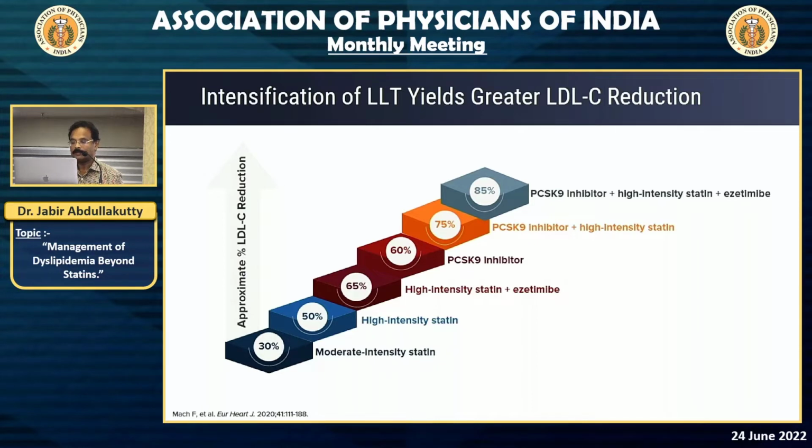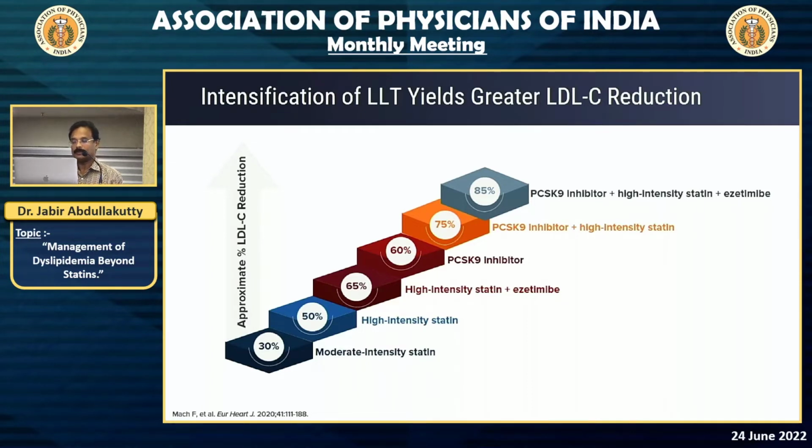A moderate intensity statin is 5 to 10 milligram of rosuvastatin, or 10 to 20 milligram of atorvastatin. A high intensity statin is 40 to 80 milligram of atorvastatin, or 20 to 40 milligram of rosuvastatin, which produces 50% reduction, and that is the target we aim for. A high intensity statin plus ezetimibe produces 65% reduction, and a PCSK9 inhibitor alone produces 60% reduction in the LDL cholesterol. A PCSK9 inhibitor plus high intensity statin produces 75% reduction in LDL cholesterol.